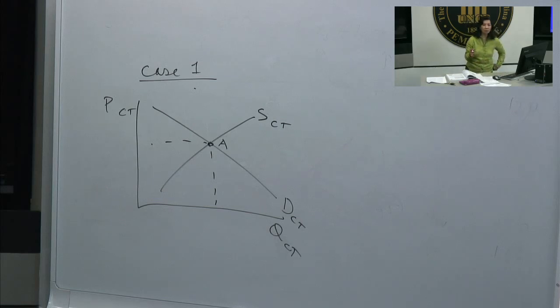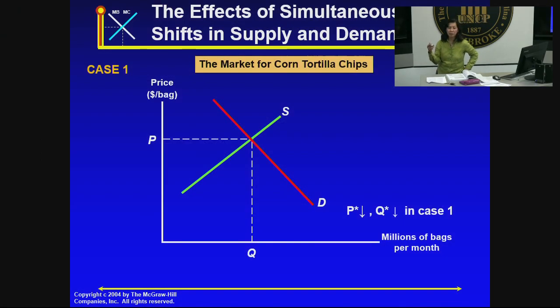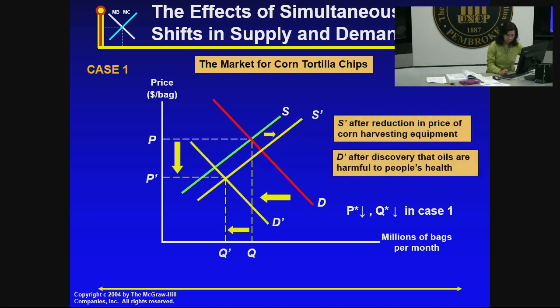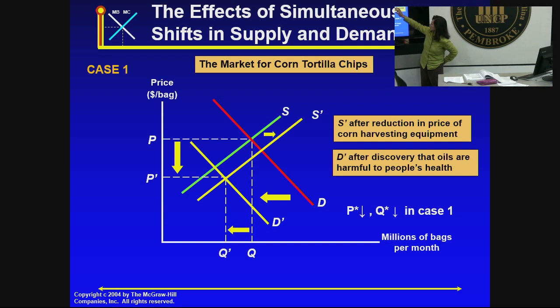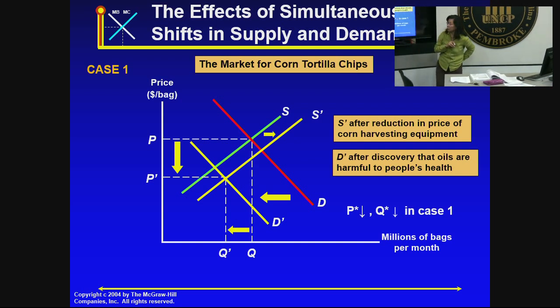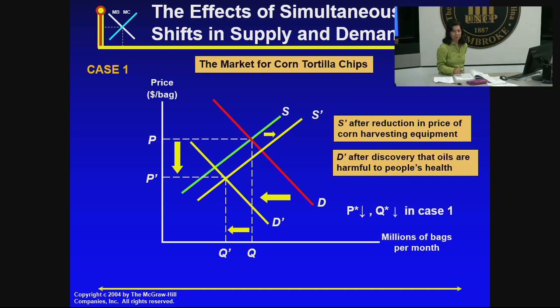Then there are two factors I'm going to give you, one on the demand side and one on the supply side. I'm going to ask you to tell me which factors they are, as given in the book. Don't draw the graph yet, just look at it and analyze it along with me. The first factor is a reduction in the price of corn harvesting equipment.